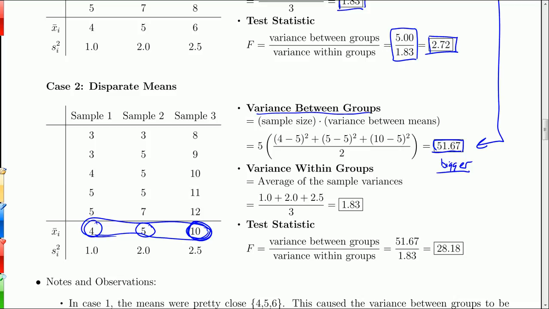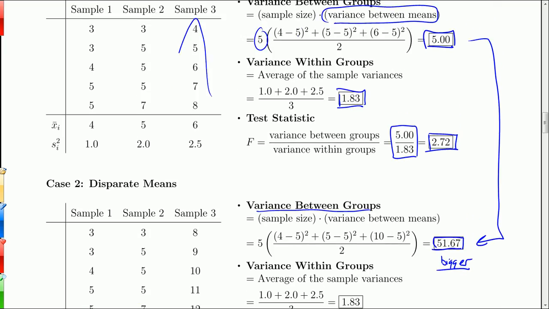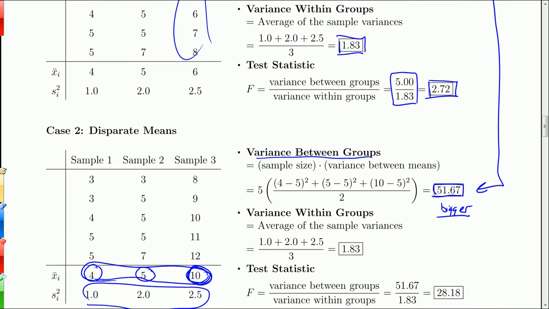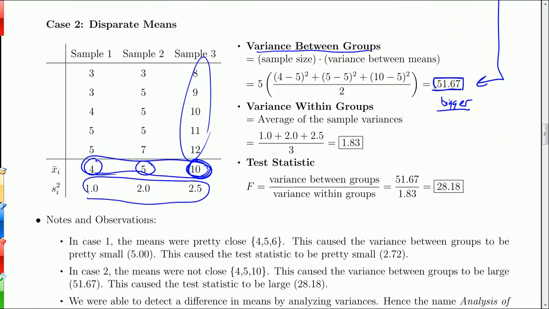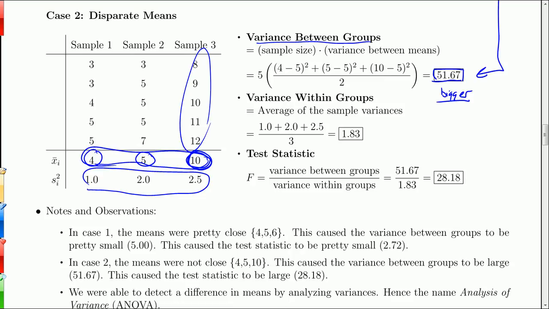The variance within groups is actually still the same, because the variances did not change. All I did was add 4 to every number here to get these numbers. So the variances remain the same for all 3 samples. But now the ratio is that variance between groups, much bigger, divided by the same variance within groups. And now I have a test statistic of 28.18.